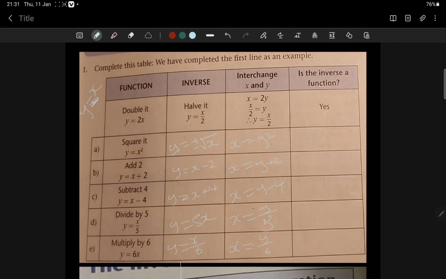Then number 2, is this a function? No. Why? Not all the points of x give a point of y. For example, if you put negative x, you would get the square root of a negative. So this is not a function. Not all of the values of x have a value of y. Number B, is this a function? Yes. All values of x have at least one value of y.